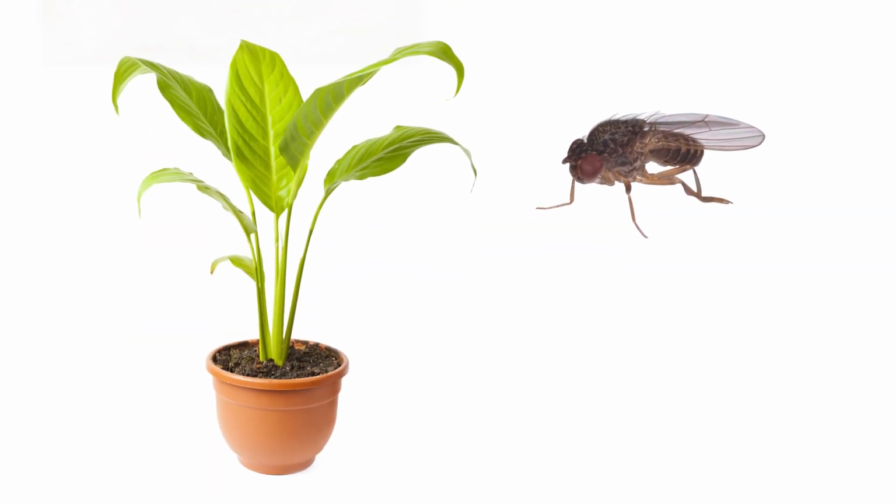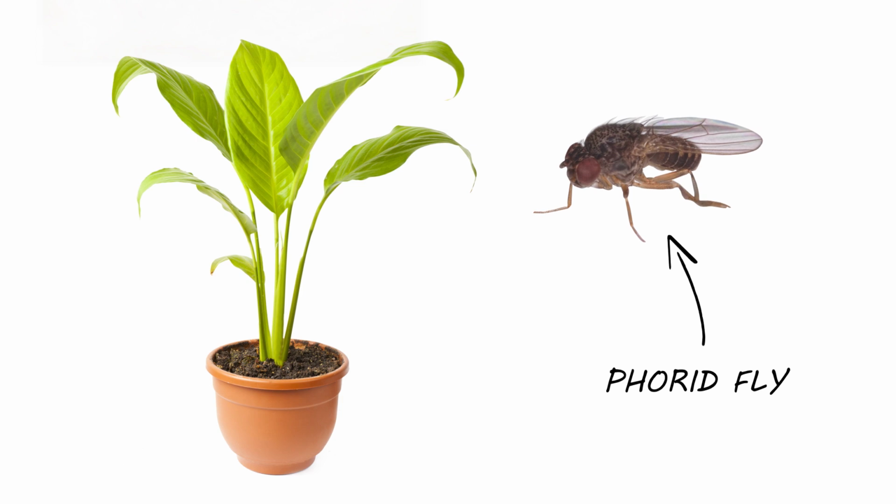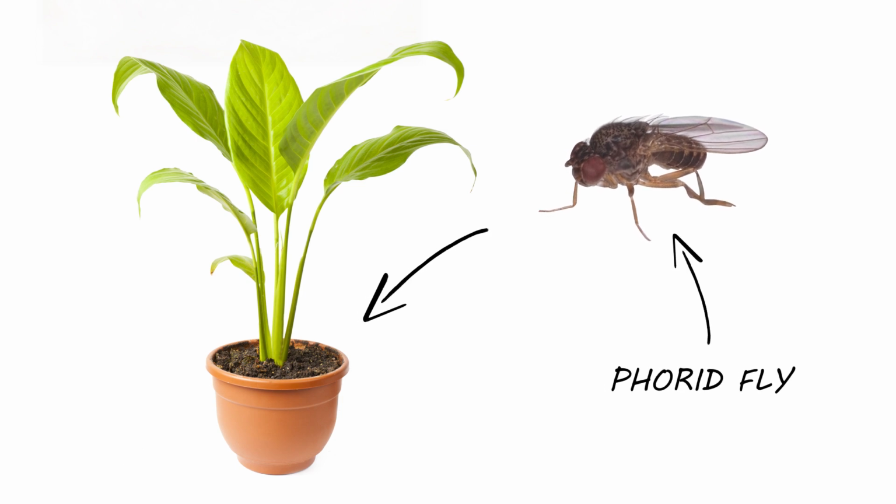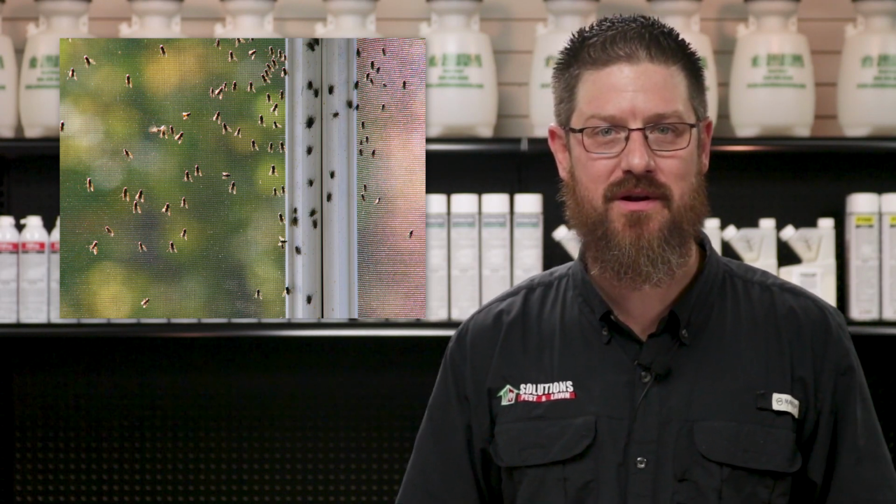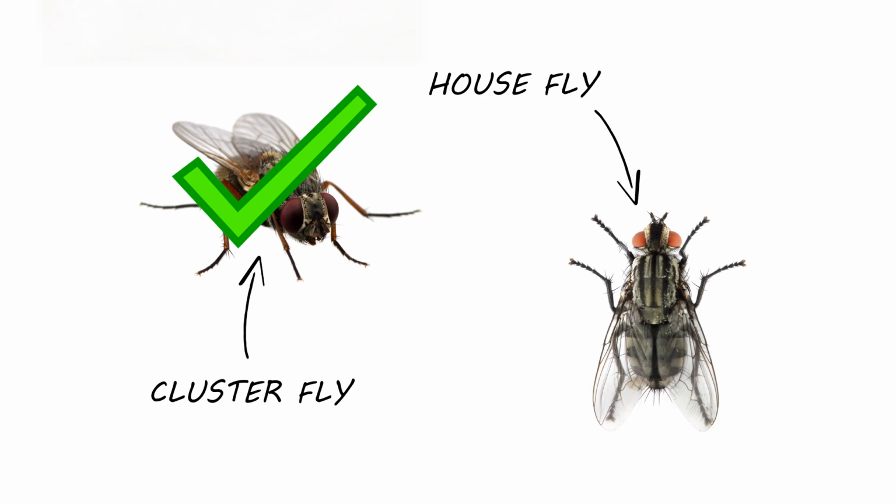Maybe you've seen one of these pests buzzing around a potted plant. Then it's more likely a phorid fly, attracted to moist and decaying material in the potted soil. Maybe you've seen an invasion of flies, like something out of a horror movie, especially in an attic during winter or maybe around a window in spring. These are usually cluster flies and not house flies.